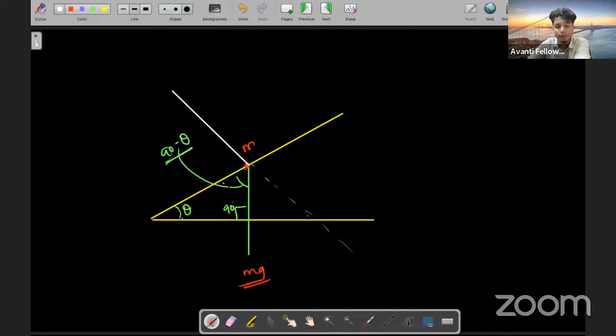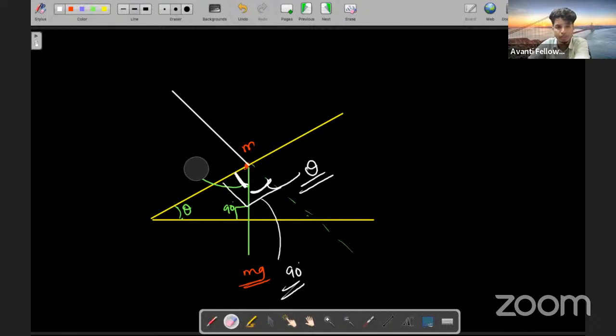Now students, let me know what is this total angle. This is also 90. If the total angle is 90 and this angle is 90 minus theta, then what will be this angle? This angle will be theta, right? Yes or no? Yes, very good. So what is happening? This is 90, this is theta, this is theta.